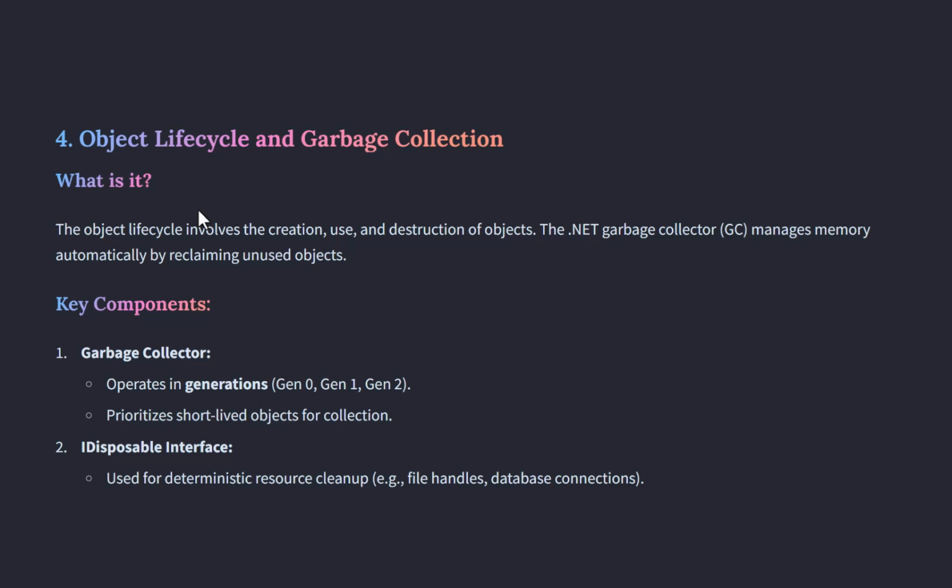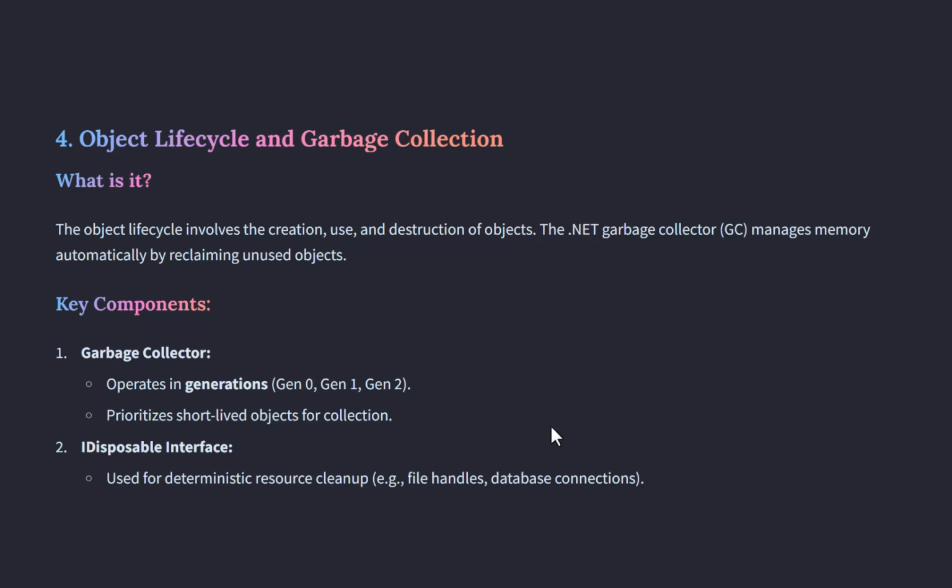We can say the object lifecycle refers to the stages an object goes through during its existence in my application, from creation to destruction. So we actually have 5 stages. The first one we can call allocation, where memory is allocated for the object when it's created. Second, we have initialization. Once the constructor is called, it initializes the object.